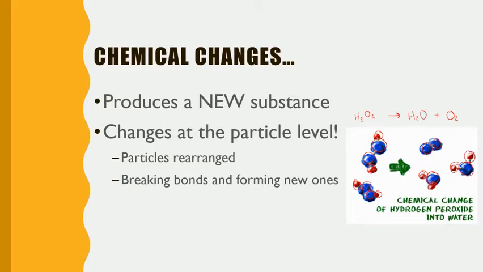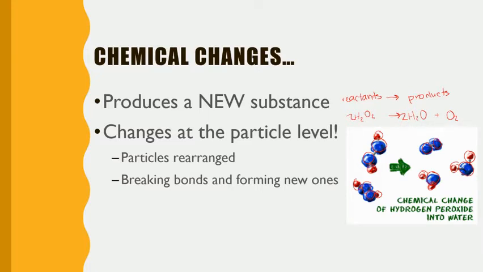What we start off with, we're going to call this our reactant. So those are particles before the change. Once the change occurs and our particles are rearranged to form a new substance, we're going to call that the product. Okay, so the products are always on the right-hand side of our reaction.